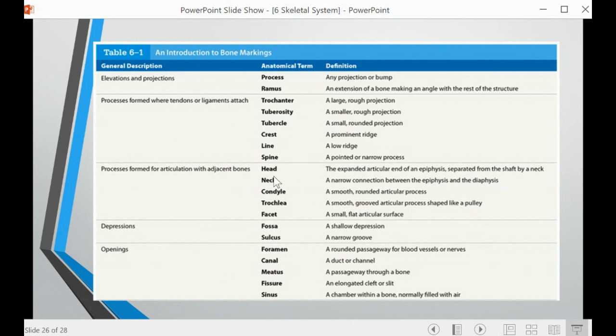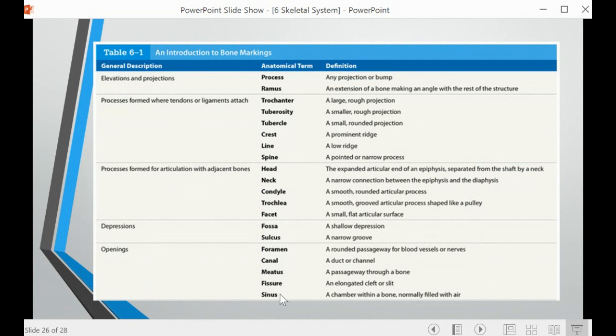We also have areas for articulation of adjacent bones. So we have the head, like the head of a humerus and the head of a femur. It's like a ball and socket joint. We have the neck, which is a narrow connection between the epiphyses and the diaphysis. We have condyles, which are smooth, rounded articular processes. Trochleas, which are smooth, grooved articular processes, shaped like pulleys. We have facets, which are small, flat articular surfaces. Fossas, sulci, foramen, canal, meatus, fissure, and sinuses.